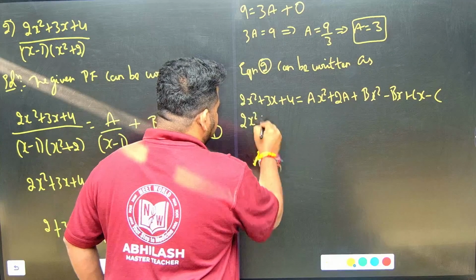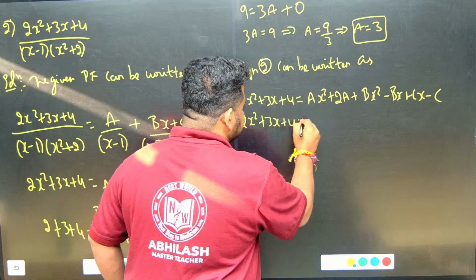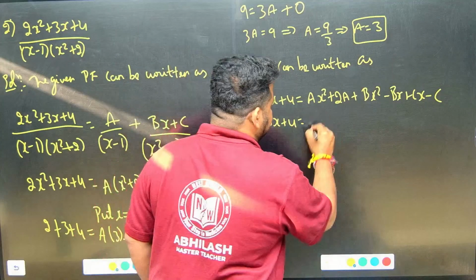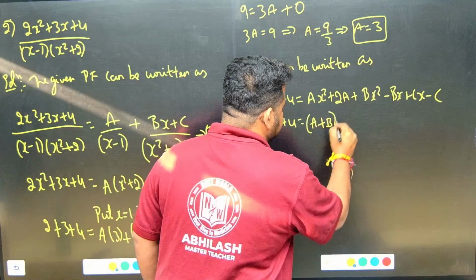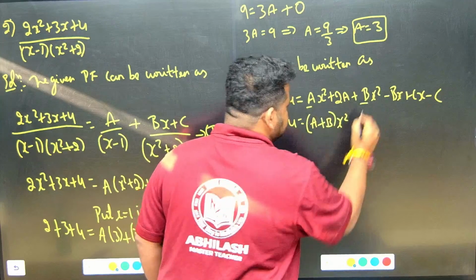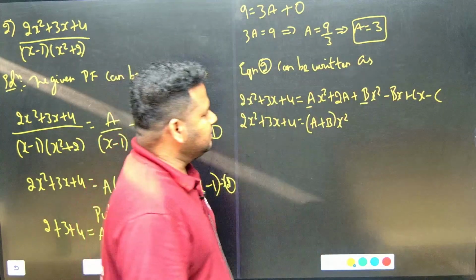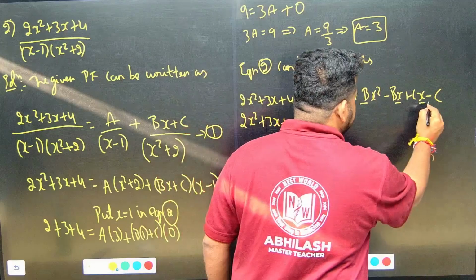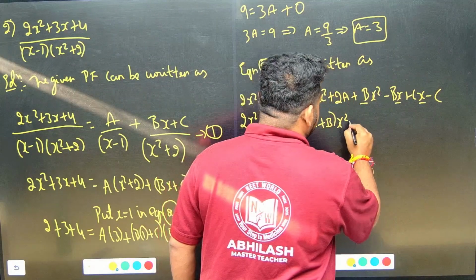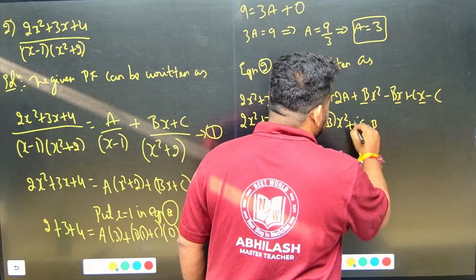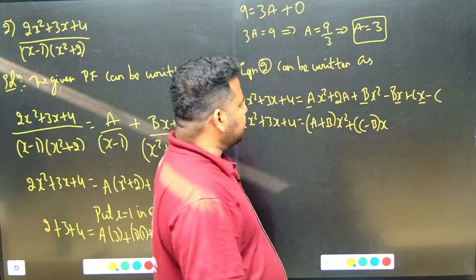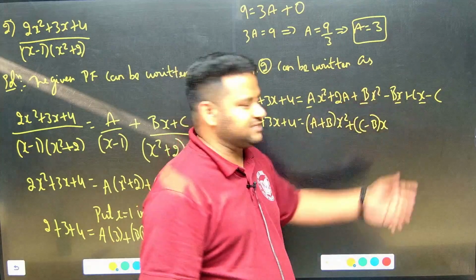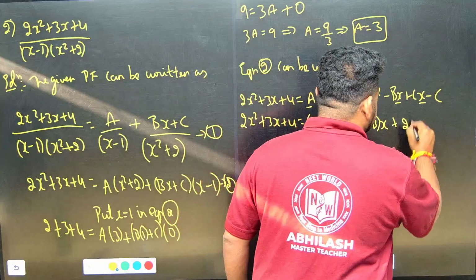2x square plus 3x plus 4. Let us write the coefficient of x square: a plus b into x square. Now the coefficient of x: c minus b into x. Now what are the constants? Constants are 2a minus c.